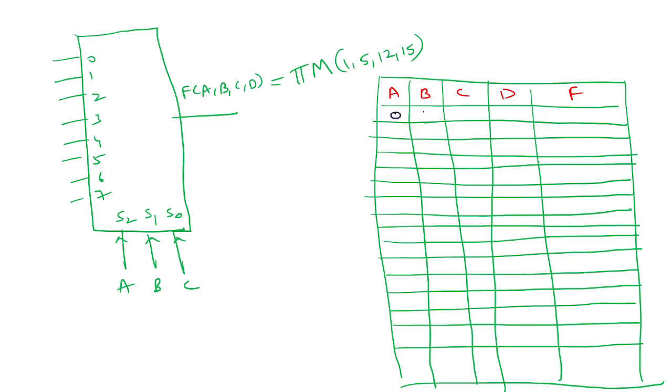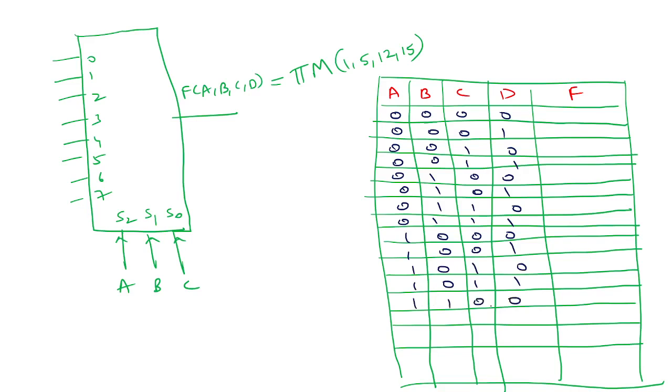0000, 0001, 0010, 0011, 0100, 0101, 0110, 0111, 1000, 1001, 1010, 1011, 1100, 1101, 1110, 1111. Anything I missed? 1, 2, 3, 4, 5, 6, 7, 8, 9, 10, 11, 12, 13, 14, 15, 16.